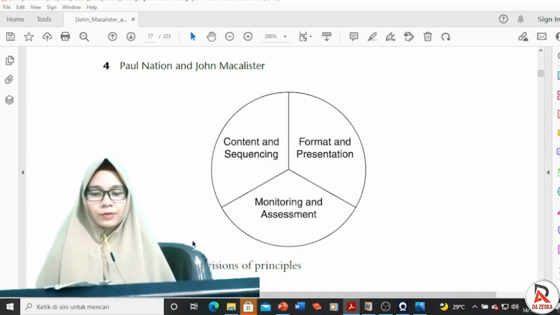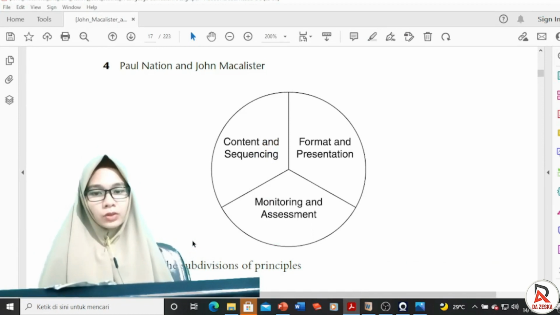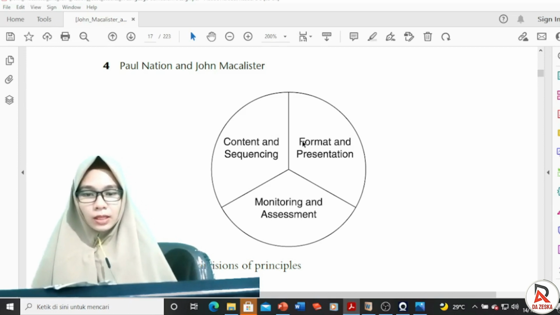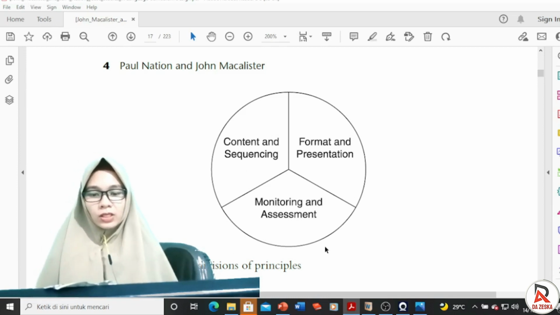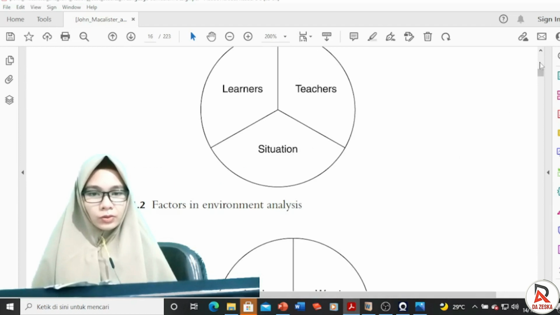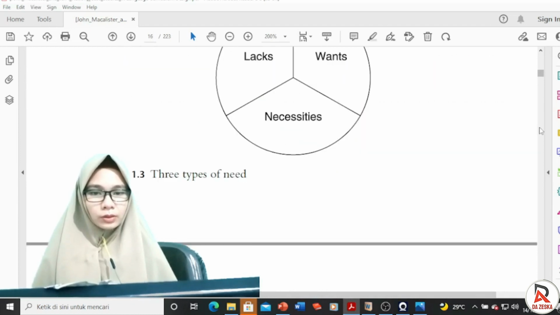Okay, these are the subdivisions of principles that you may read yourself, or let me read for you. The first subdivision is content and sequencing, the second is format and presentation, and the last is monitoring and assessment. So the subdivisions of the principle, when we go back to the first model.